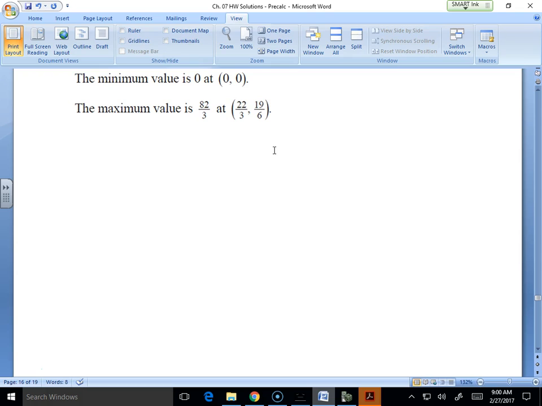Sketch, shade, find the vertices. Test, test, test. Find the lowest if they want minimum, find the highest if they want maximum. Cool.